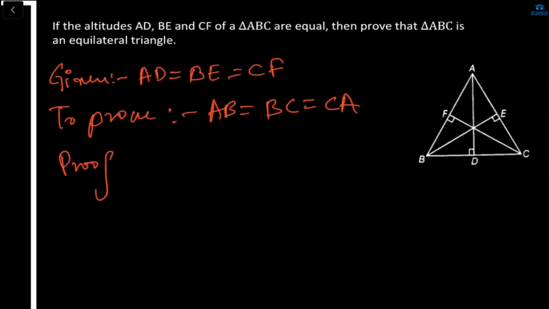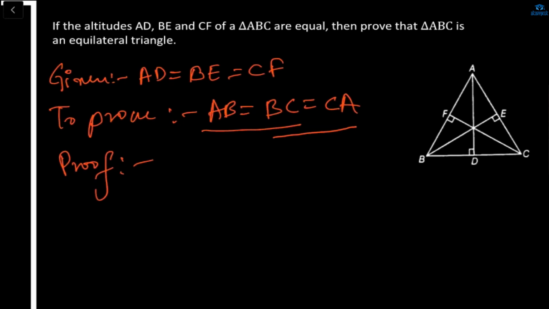Now the proof. Now tell me the proof. How can you say that the three sides are equal? You can prove that these two sides are equal, and then you can prove these two sides are equal. You can choose two at a time and prove that if these two are equal and these two are equal, then all the three are equal. Yes or no? In that way you can prove. Yes.